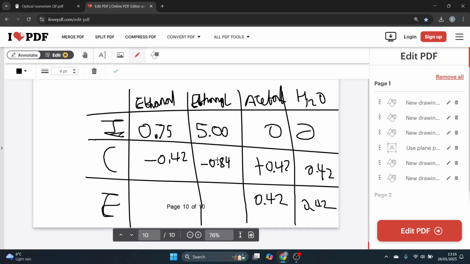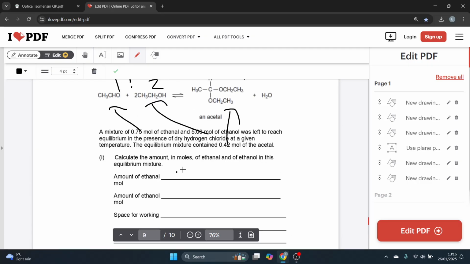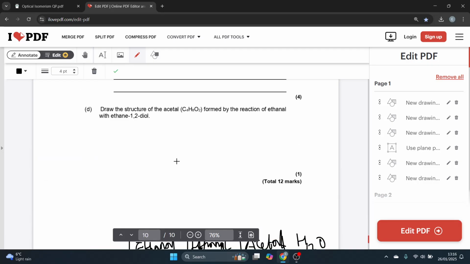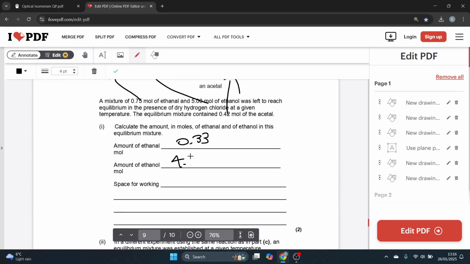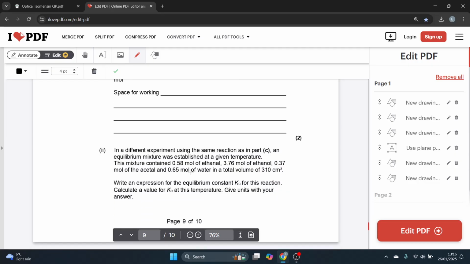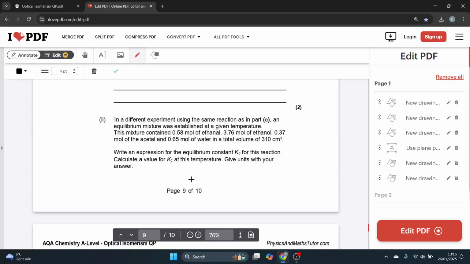0.75 minus 0.42, 0.33 for ethanol. Ethanol 5.0 minus 0.42 times by 2, 4.16. 0.33, 4.16. Then it says in a different experiment using the same reaction, equilibrium mixtures established at a given temperature. Mixture contain this much, this much, this much. I'm assuming it's equilibrium moles. Yeah, write an expression for the equilibrium constant Kc. Calculate value for Kc. Give units with your answer.